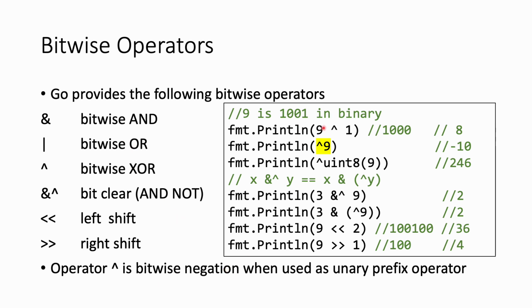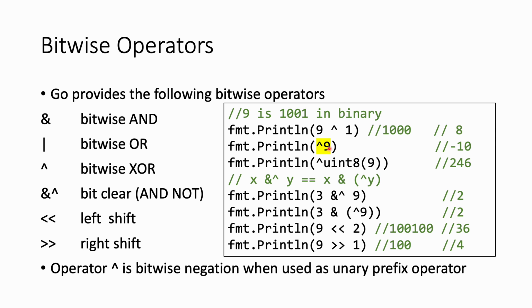For example, when you write 9 caret 1, it means 9 XOR 1. The binary representation of 9 is 1001, whose only leftmost bit is different from the binary representation of 1. So 9 XOR 1 is 1000 in binary, which equals 8 in decimal.